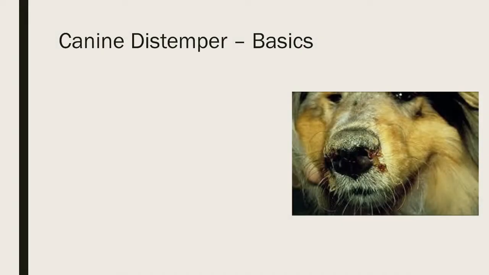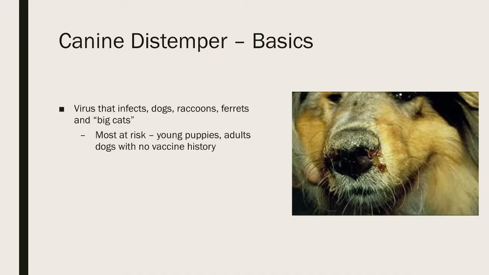Okay. So distemper. I think it's also one of the bigger, scarier bugs. May also be because I'm in a shelter from the Northeast, and so we don't see it necessarily as much. But it is a virus that infects dogs, raccoons, ferrets, and big cats. But most at risk in our canine population is young puppies and adults that have absolutely no vaccine history at all.